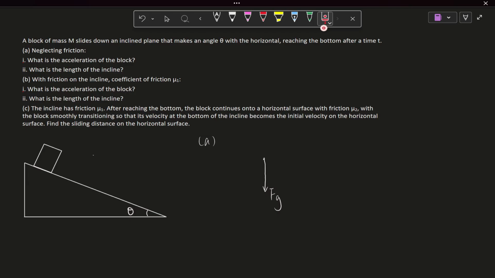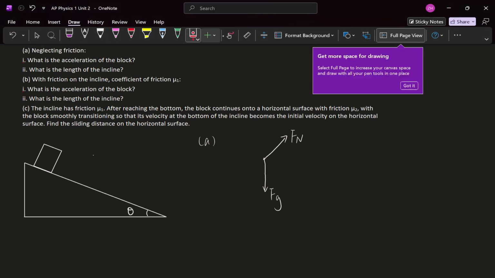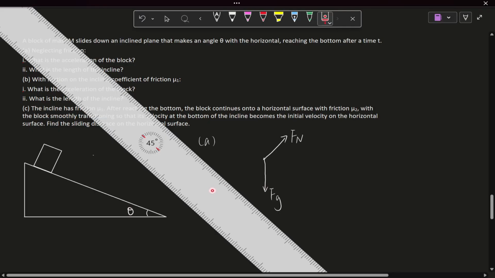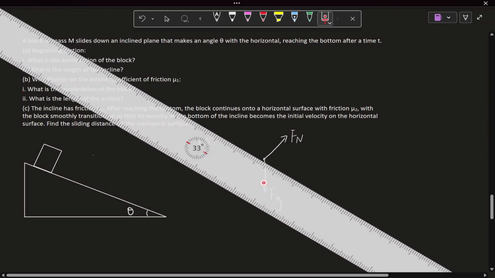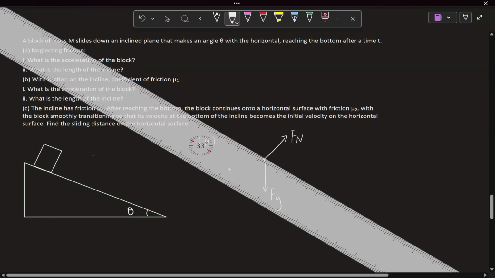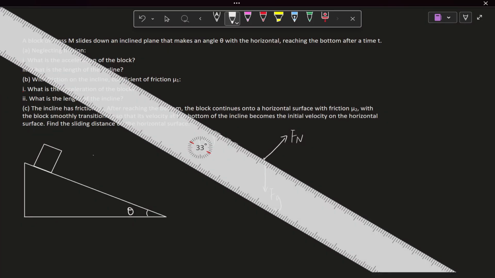Since the object is on a sloped surface, the normal force will always be perpendicular to the surface that it is in contact with. So the normal force will be pointing that way, Fn. Now let's break them down into components. For this type of incline question, I always suggest not using the regular x and y directions, but using the direction that is along the incline.